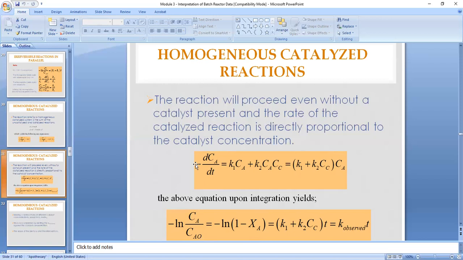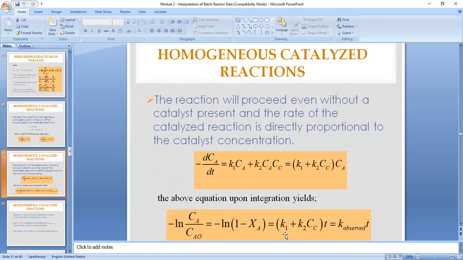Now, this negative ln of 1 minus Xa is the same as this one. You can change the Ca here in terms of CaO times 1 minus Xa. So the CaO in the numerator gets cancelled with the CaO in the denominator, leaving you with a negative ln of 1 minus Xa. This is just another way of expressing the left side of the equation other than concentration. So if the problem gives you conversion, you can use this formula. If it's giving you concentration, you can use this particular formula.